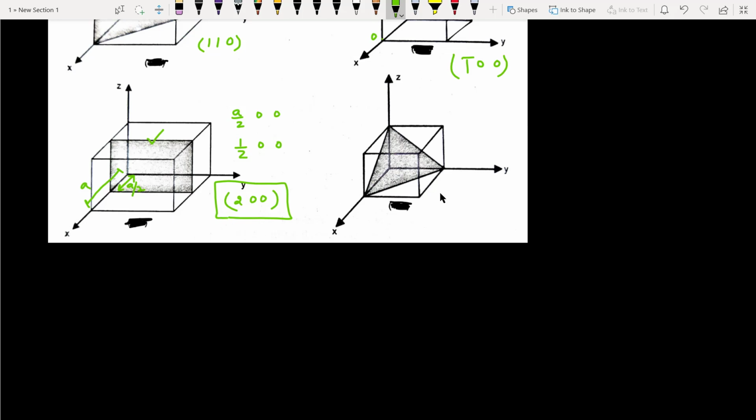Here x-axis, y-axis, z-axis. Let this be A, let this be B, let this be C. A, B, C. Multiples are 1, 1, 1. Reciprocals are 1, 1, 1. So this plane is represented in terms of Miller indices by 1, 1 and 1. So this is how we represent planes and directions using Miller indices in 3 dimensions.